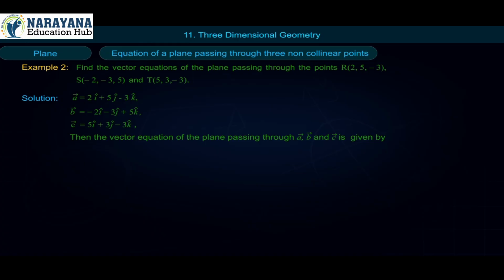Then the vector equation of the plane passing through a, b and c is given by (r − a) · (RS × RT) = 0, or (r − a) · ((b − a) × (c − a)) = 0. That is, (r − (2î + 5ĵ − 3k̂)) · ((−4î − 8ĵ + 8k̂) × (3î − 2ĵ)) = 0.